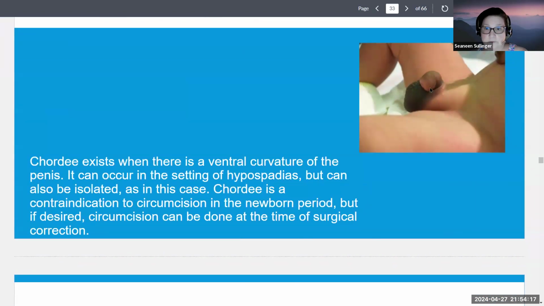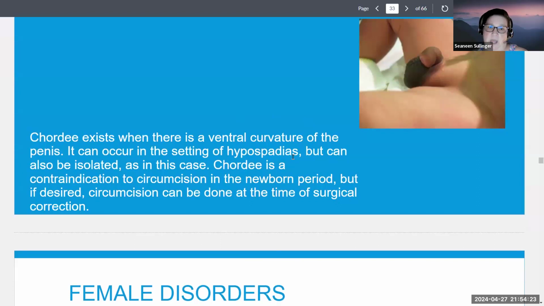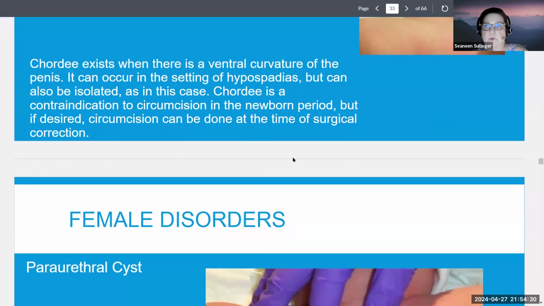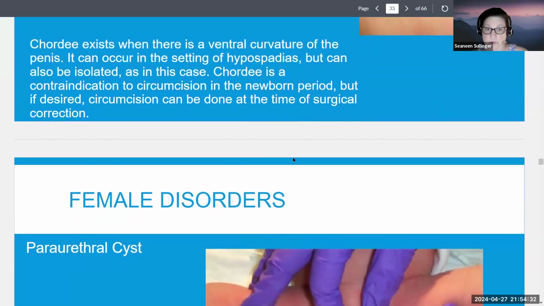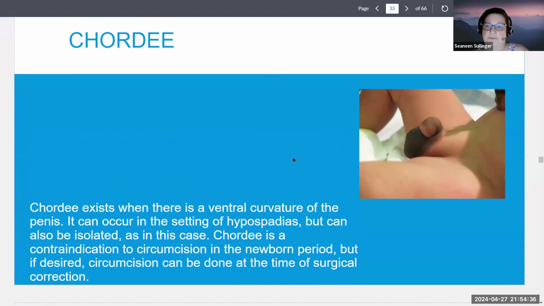Chordee is a ventral curvature, and circumcision is contraindicated. You often will see the hypospadias with the chordee, but it could just be by itself. Again, these are things that you're going to pick up on your newborn assessment. And so when you look at the genitalia, it's going to be something out of the ordinary.